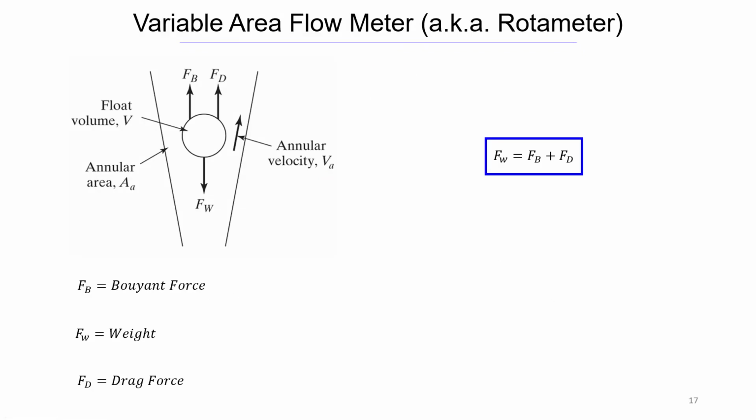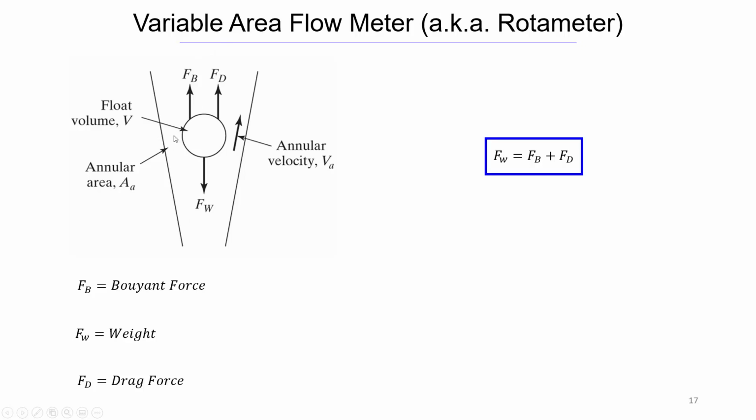The equations that we're going to need. So we start with a force balance. So here are those tapered walls. We have the flow going past. We have our float. Now the three forces that are going to act on this, we're going to have a buoyancy force, we're going to have a drag force, and these are both going to be acting up. And then we're going to have a weight, which acts down.